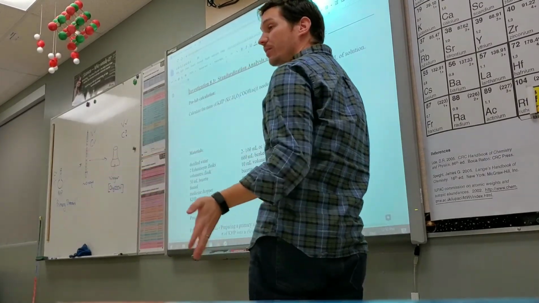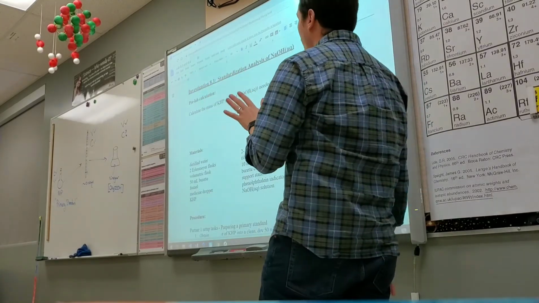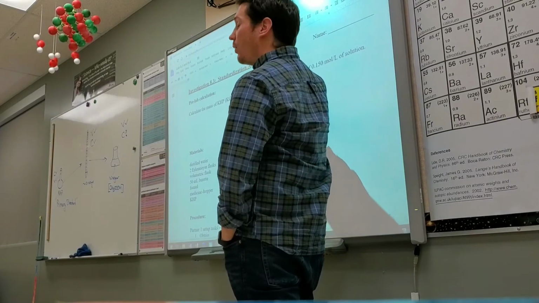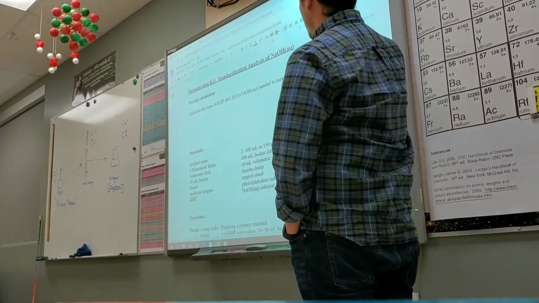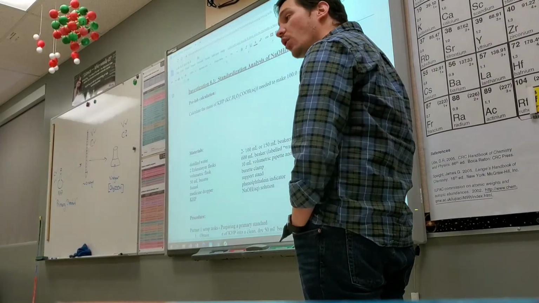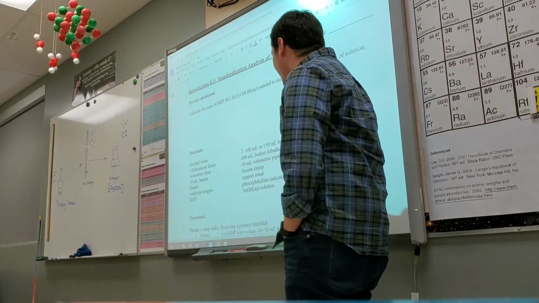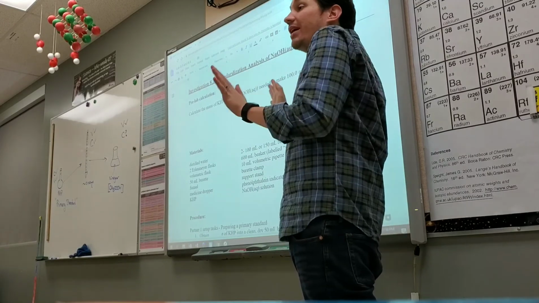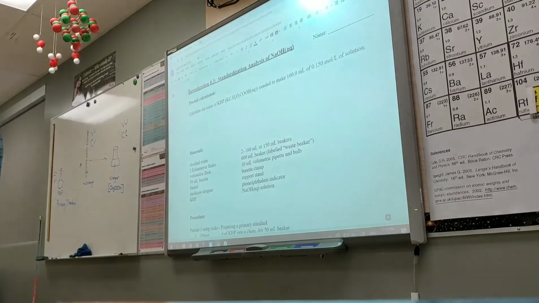I'm going to give you about 2 minutes. I want you to calculate the mass of KHP that would be required to make 100 milliliters of 0.150 mole per liter solution. I'm going to walk around. Remember, has there been a reaction yet? No, we're just trying to figure out how much we need. That's all we have to do, so go ahead and try to figure that out.